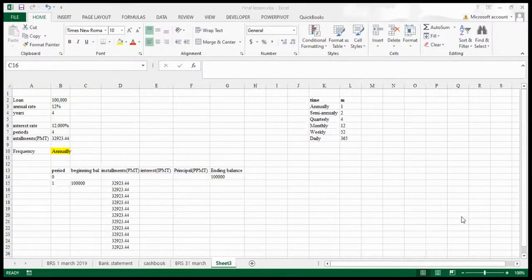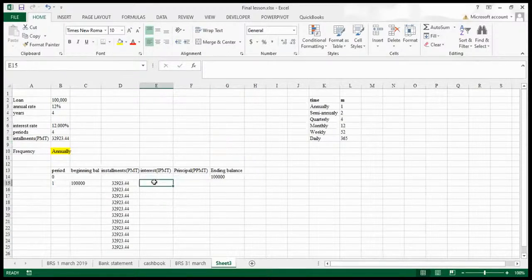Why is my interest rate appearing 0.12, not 12%? 0.12 multiplied by 100 will give you 12%. If you go to the numbers section, the formatting of your item here is not percentage. You have number. That's why you have 0.12. So go to this part, pick percentage, and you'll have 12. That's the difference.